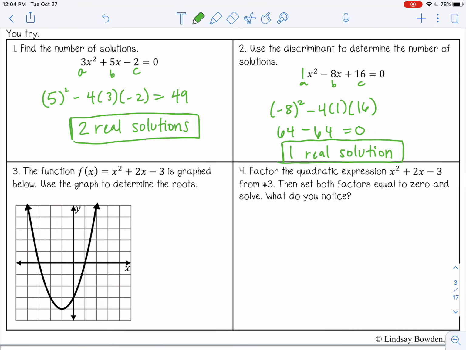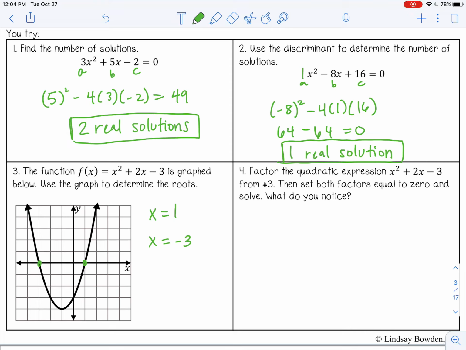Number 3, the function f of x equals x squared plus 2x minus 3 is graphed below. Use the graph to determine the roots. All right, so this has 2 roots, so 2 real solutions. And we could prove that when we did the discriminant of this, we would get a positive number. And these roots are x equals 1 and x equals negative 3.